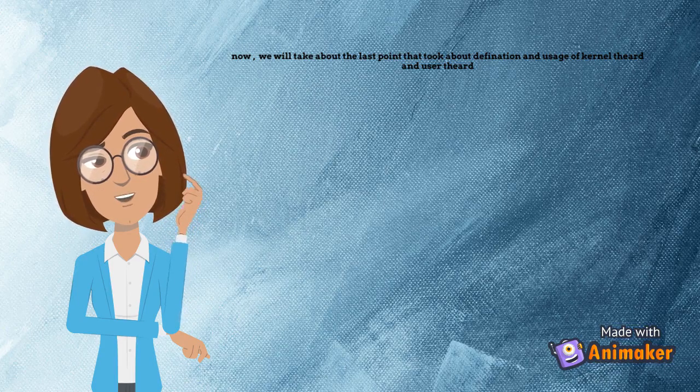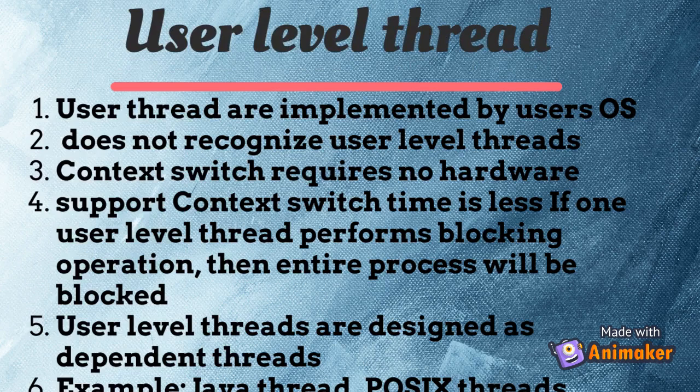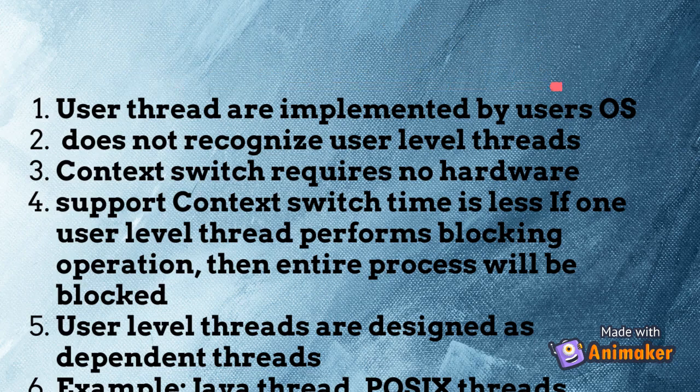Now we will talk about the last point, the definition and usage of kernel threads and user threads. User-level threads: the OS does not recognize user-level threads. Context switch requires no hardware support. Context switch time is less. If one user-level thread performs a blocking operation, then the entire process will be blocked. User-level threads are designed as dependent threads. Examples: Java threads, POSIX threads.